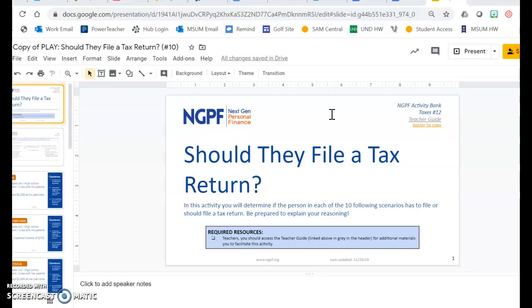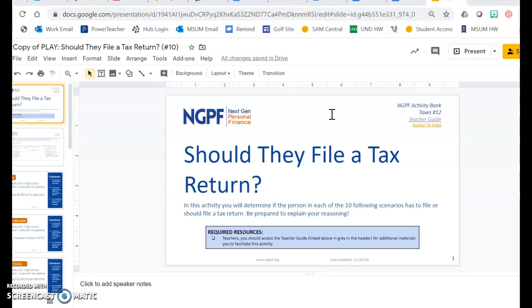What we're going to be working on this week is an activity, and this is going to be your assignment for both days this week. You're going to look through different scenarios and determine if these people should file a tax return.